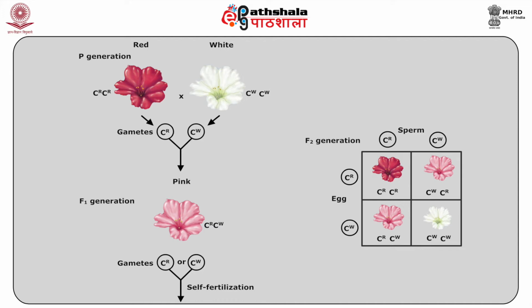In the second filial generation, half of the resultant plants have pink flowers while 1/4 are red and another 1/4 are white. The phenotypic ratio for the monohybrid cross showing incomplete dominance is 1:2:1.